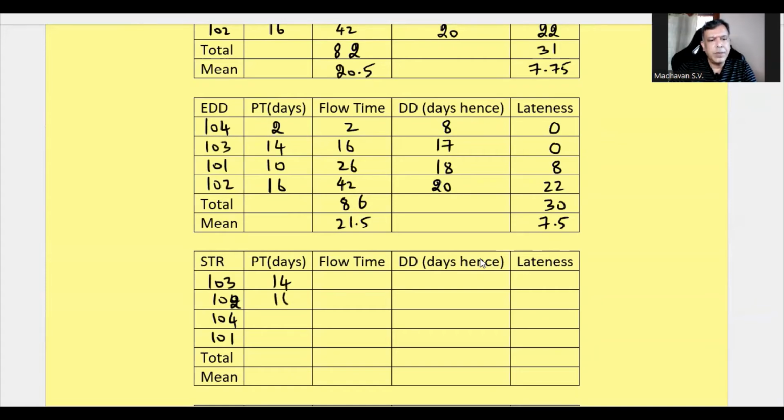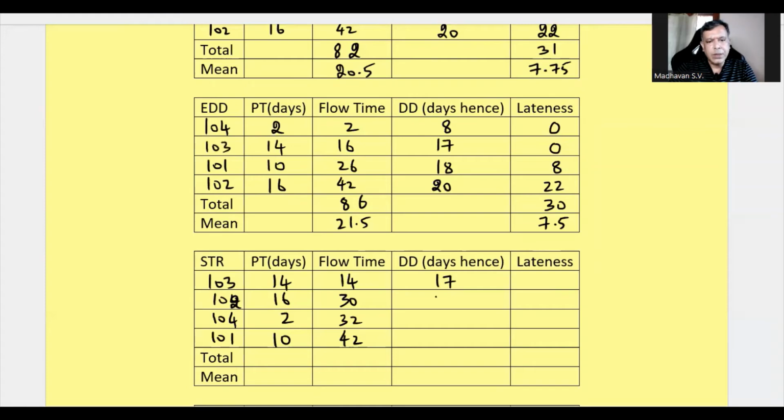102 job it is 16 days. 104 job it is 2 days. 101 job it is 10 days. So flow time becomes now 14, first one, then 14 plus 16, 30, then this is 32, then this is 42. Due date for days, hence for 103 it is 17 given in the data.